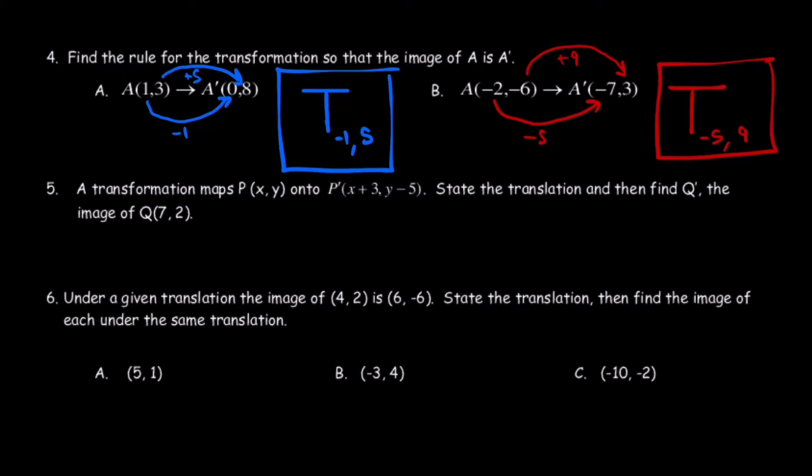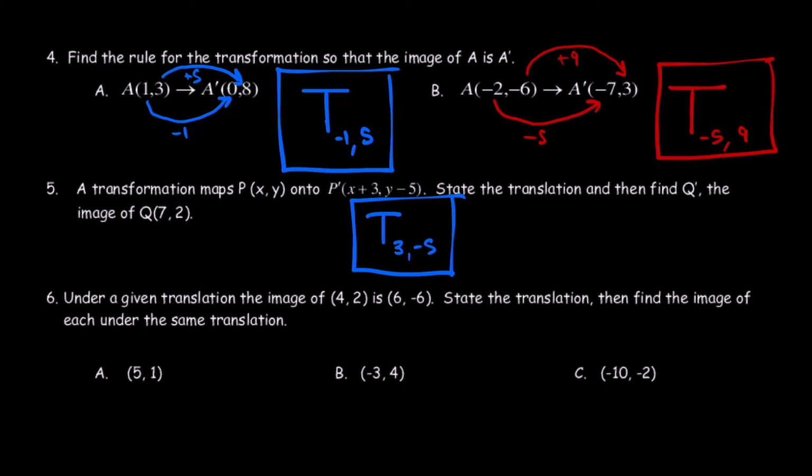Question 5 kind of builds on this concept. It gives me a translation and then wants me to apply it to another point. So it says here, state the translation. So as you look at this, what did we do? I added 3 to the x, and I subtracted 5 from the y. So that would be a translation of 3, -5. So there's the first part.